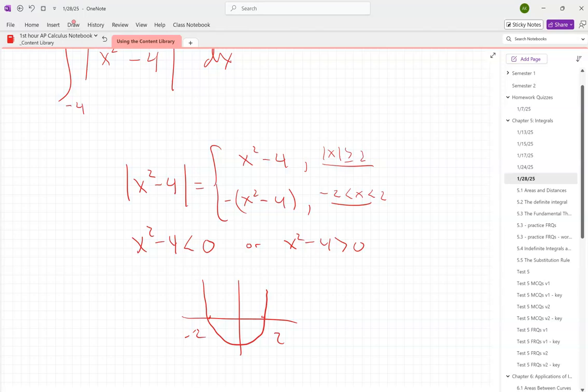When the absolute value of x is greater than 2, or you could say less than or equal to negative 2, or greater than or equal to positive 2. You could write it as two separate conditions, and that's fine. So far, so good?